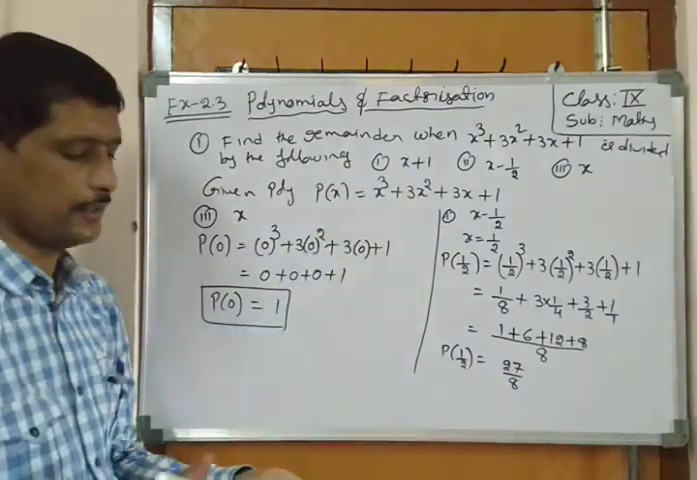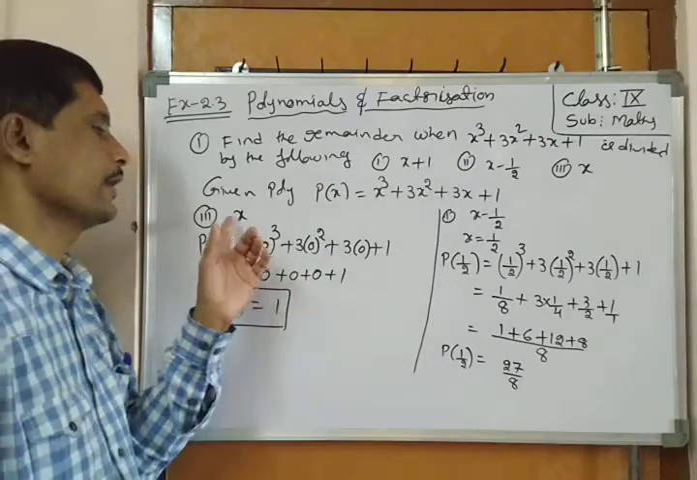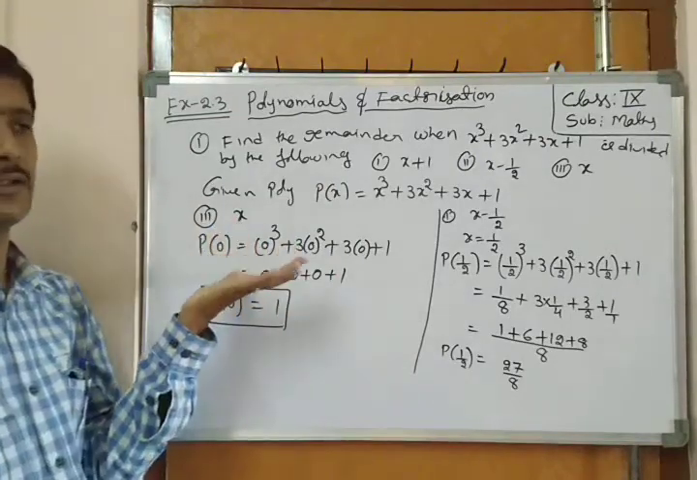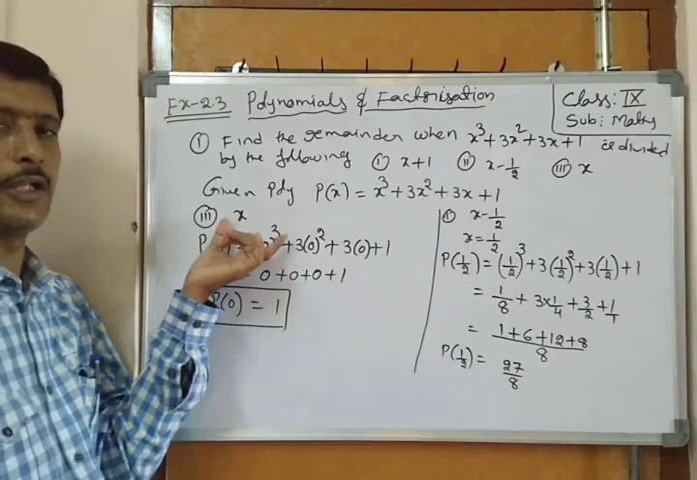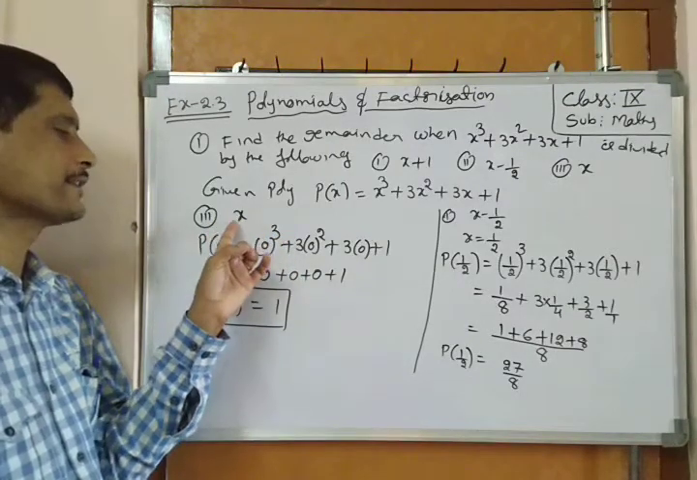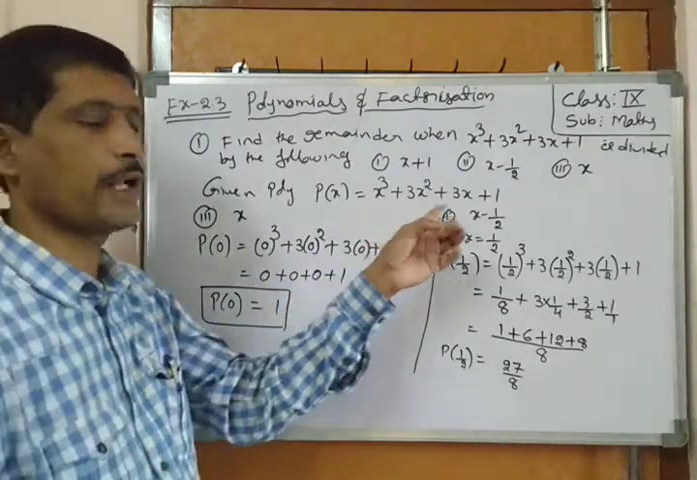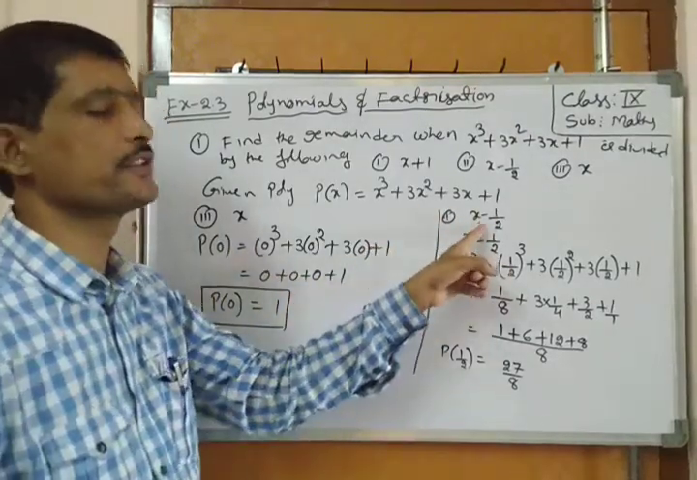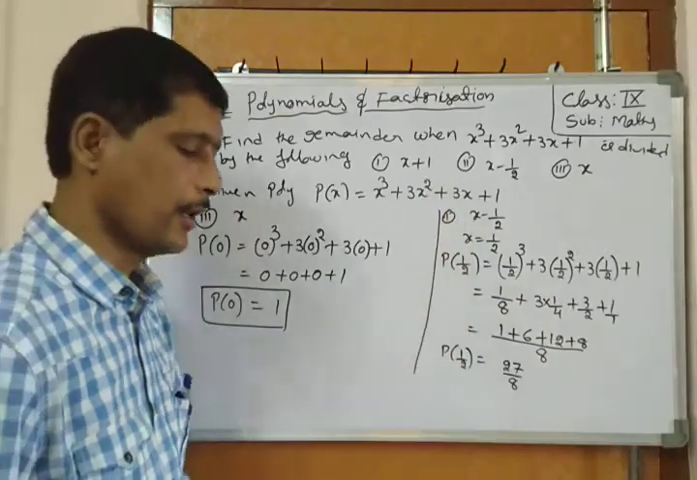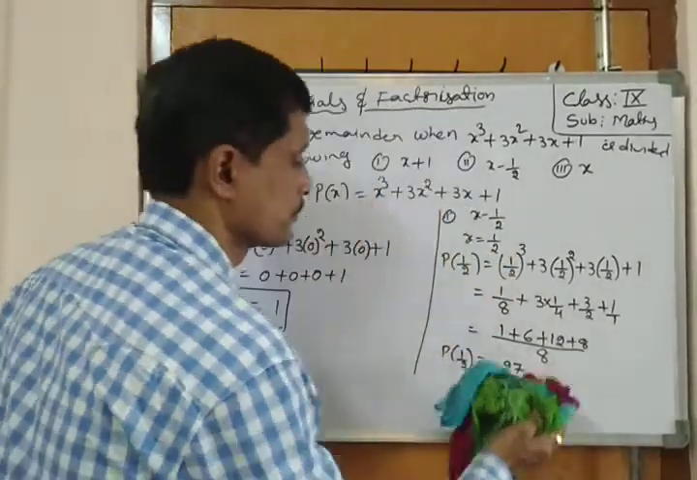First one is the total. Here x means x minus 0, therefore x equal to 0 only. When only x is given, it is compulsory to substitute 0 only. For the remaining one, x minus 1 by 2, suppose a plus sign is given, the x value to substitute is minus 1 by 2.